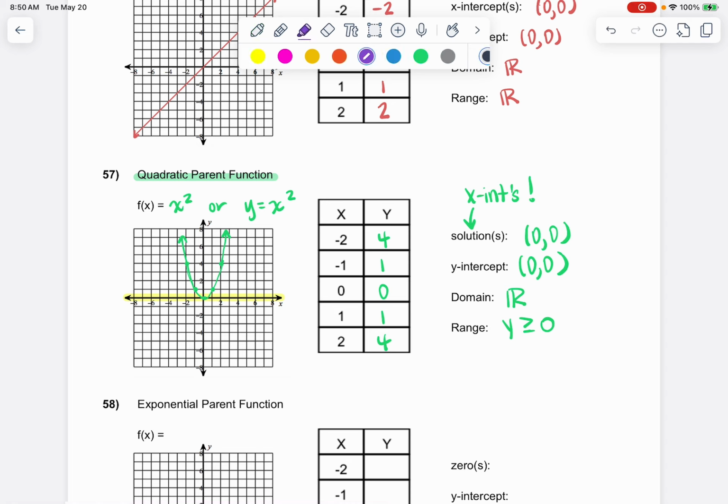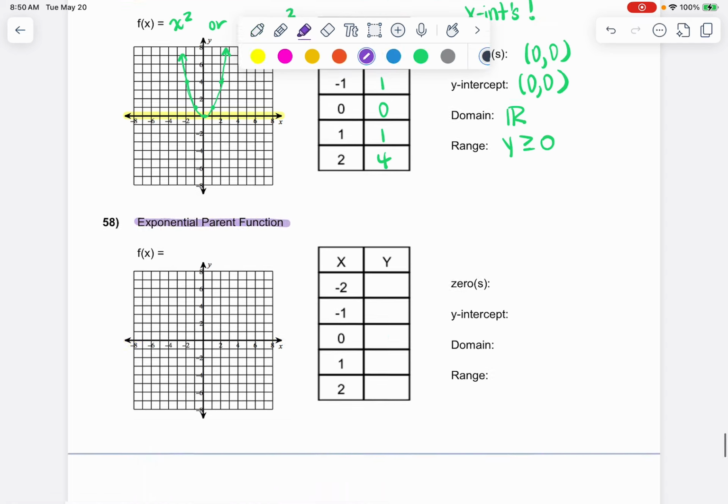All right, and then last but not least, we have the exponential parent function, right? This one is 2 to the x power. It's the most basic we can do. We just use a 2 for the base, or y equals 2 to the x, because we can't use a 1, because if I raised a 1 to any power, we just get 1 every time, and that would not be exponential. So we just use the next integer in line of 2 for that base number. So I'm going to take 2 and raise it to all of these x powers. And you can use your calculator for this, or you can just type it in Desmos.